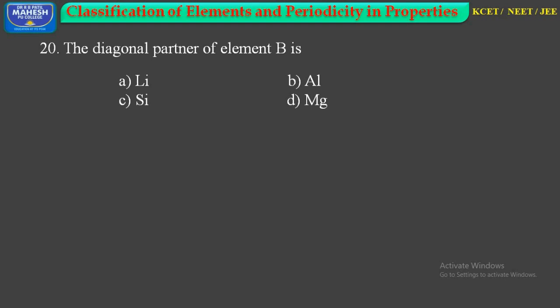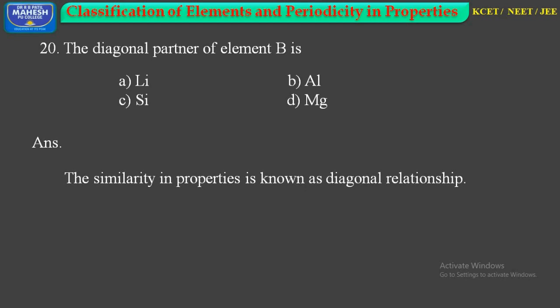The similarities in properties of the elements which are placed in different groups are called diagonal relationship. In this case, the element boron is diagonally similar to silicon. So option C is the right answer.